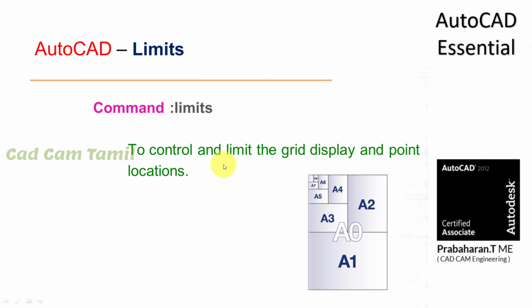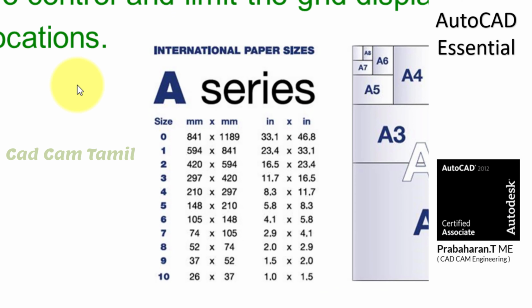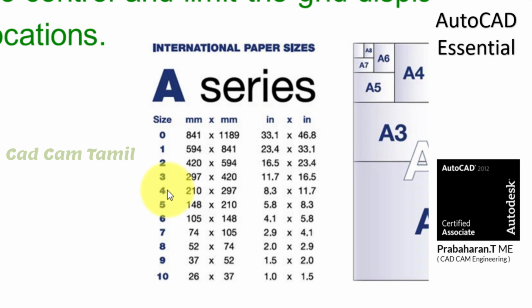We have different types of paper. We know A0, A1, A2, A3. Generally we use A3 or A4. A3 is 297 by 420, in millimeters. The same thing in inches. Sometimes we may use A4 also, 210 by 297, that is 9 by 12. So we need to choose whether we want A4 paper size or A3 paper size. Generally, we use A3 paper.